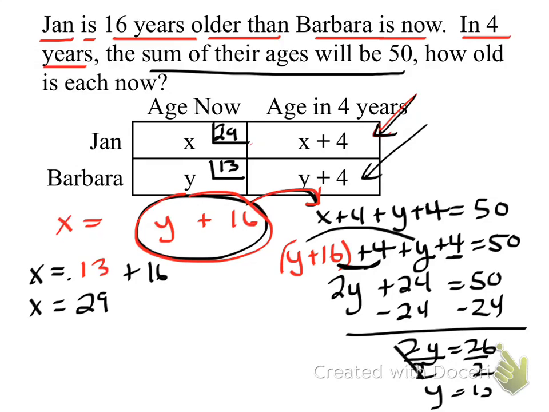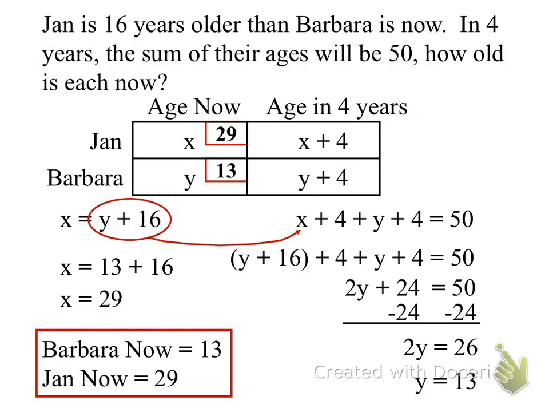Okay, questions? Yes. Would it be in 4 years? It says the sum in 4 years. Oh, okay. In 4 years, the sum of their ages will be 50. So if you just add 4 to them, then it'll be 29, 13, 4, and 4. Okay? When you add those up, that equals 50. Okay, questions?